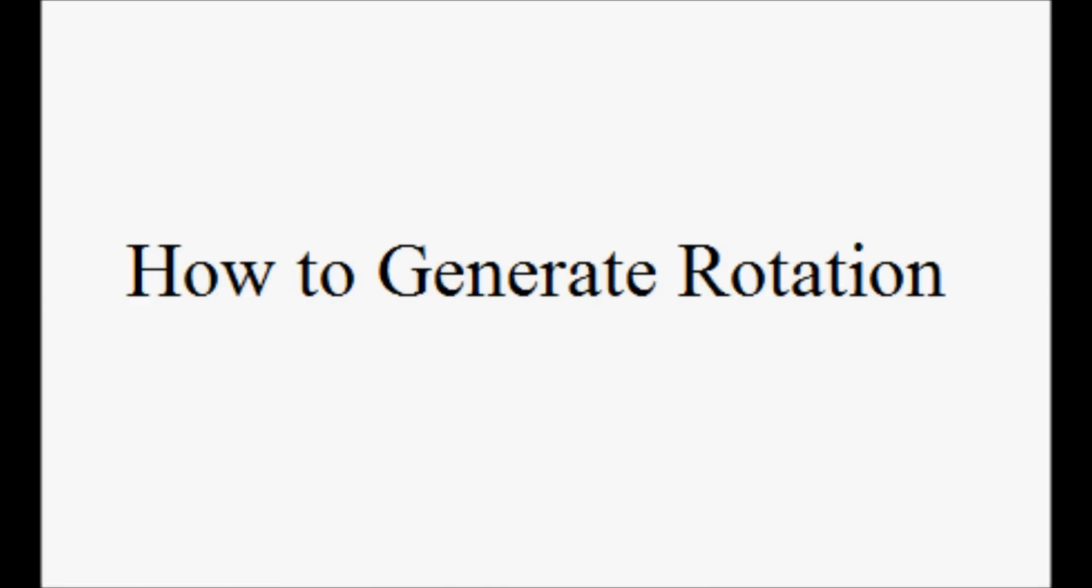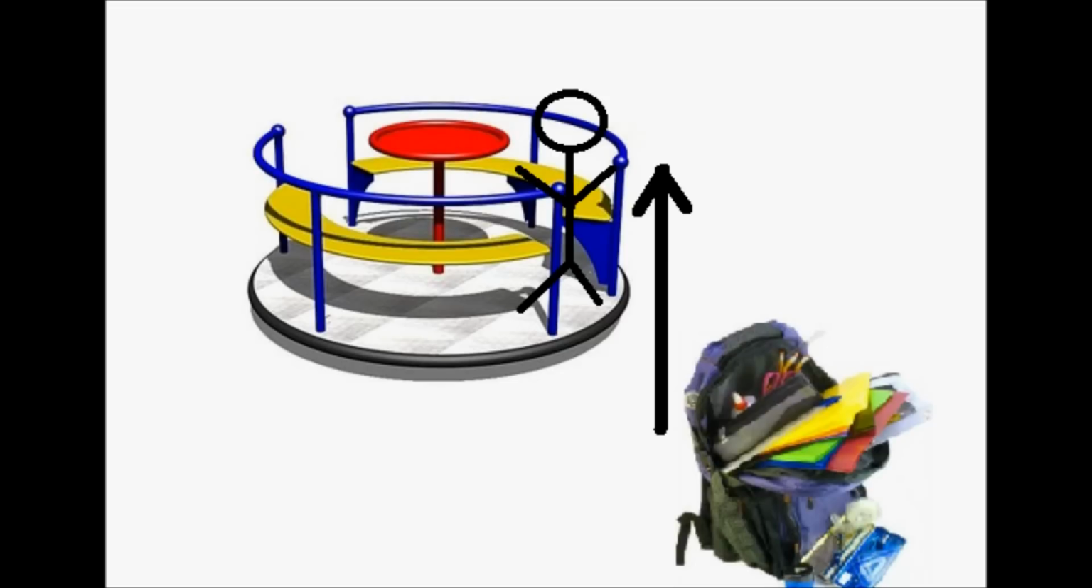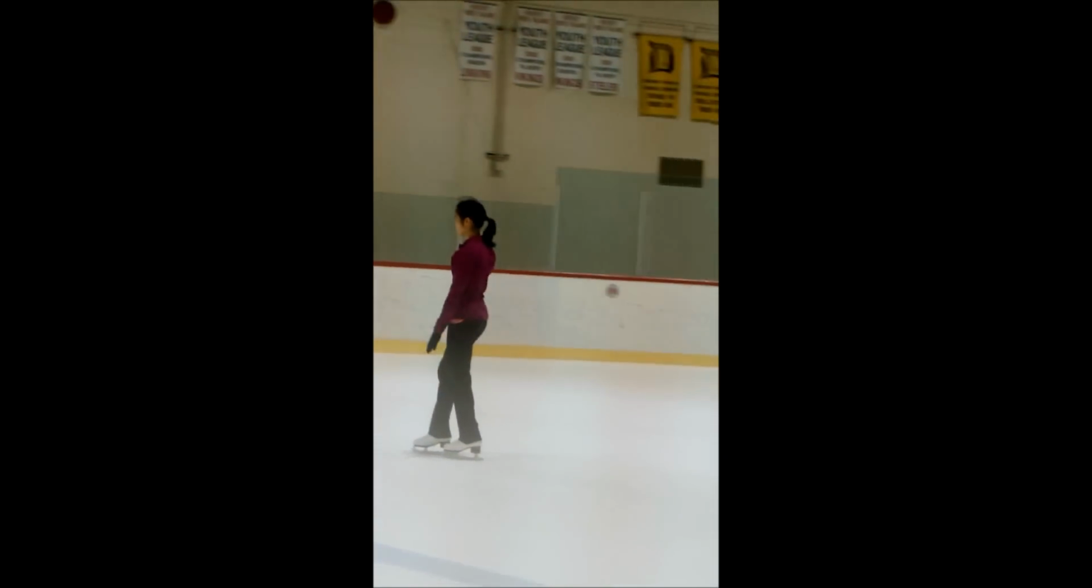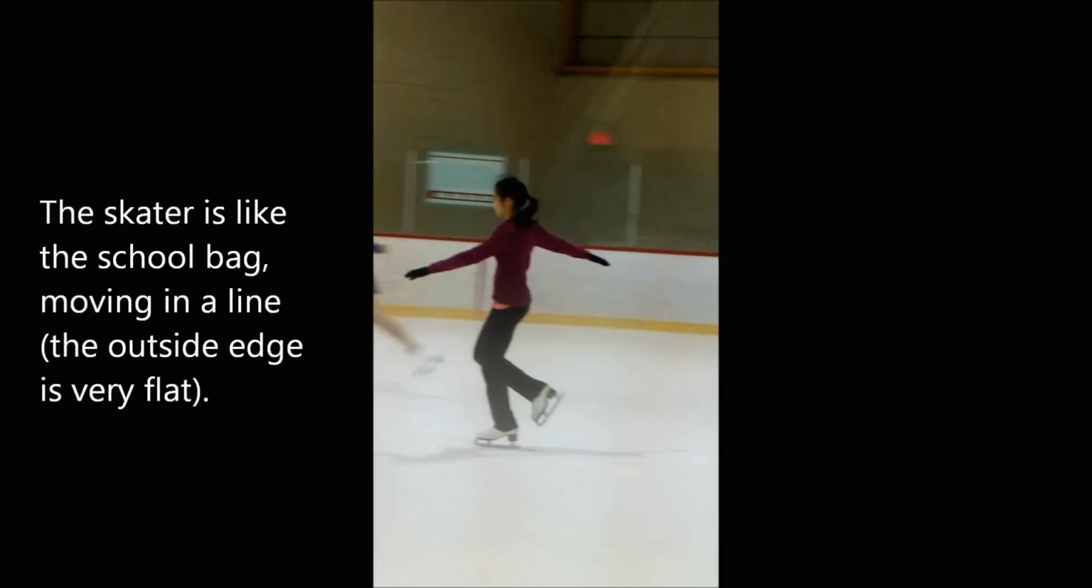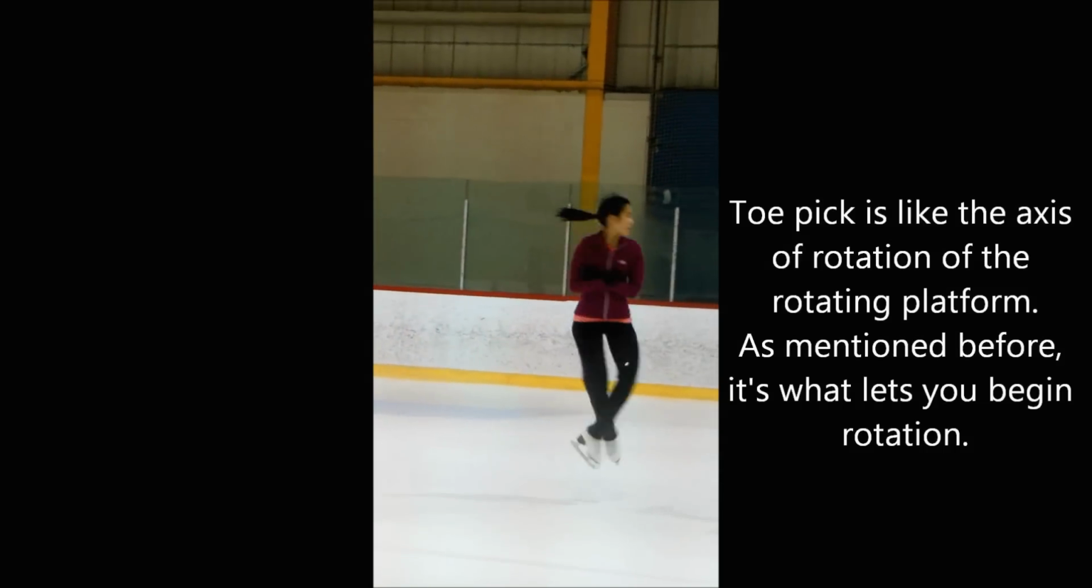Finally, the last thing you need to know about the Lutz is how to generate rotation. In order to understand how that works, picture yourself on the edge of one of those rotating platforms from the playground. Now imagine your friend throws you something heavy, like a school bag full of books. The platform would start rotating, right? Well, that's pretty much how rotation is generated in a Lutz. The skater is like the school bag, and the toe pick is like the axis of rotation of the platform.